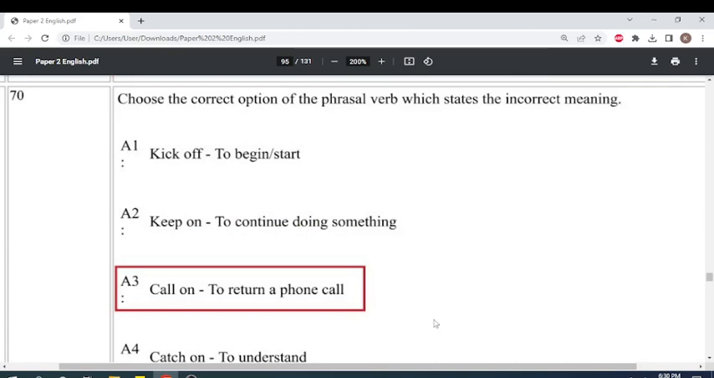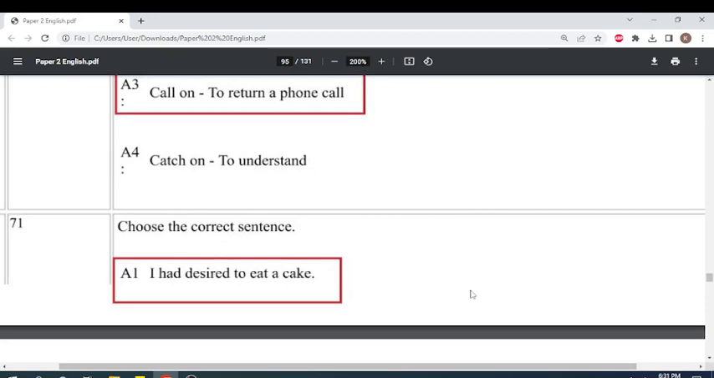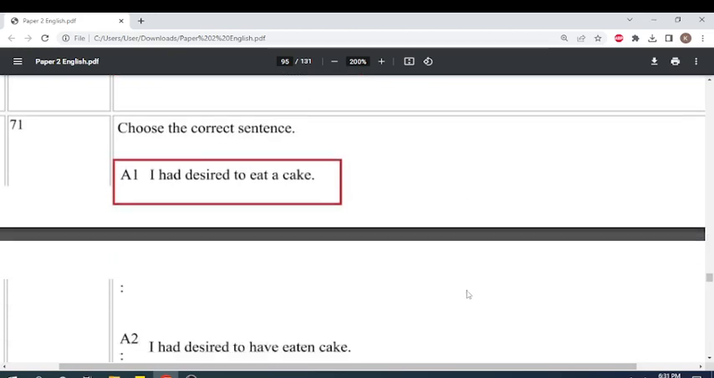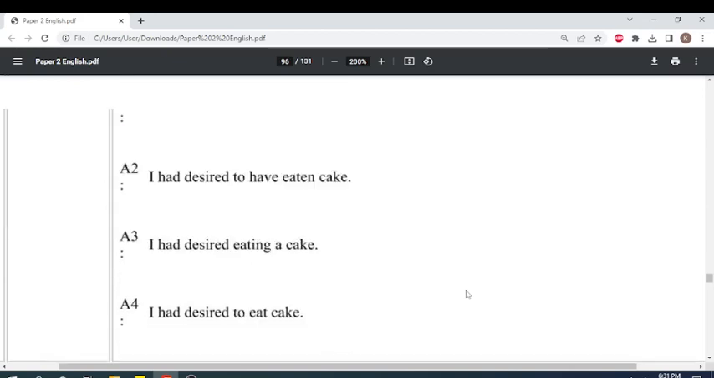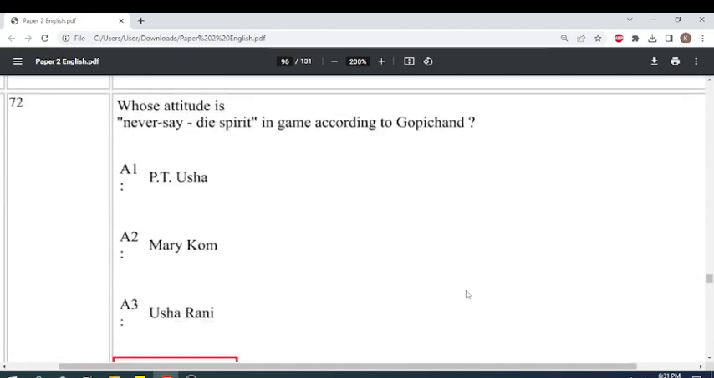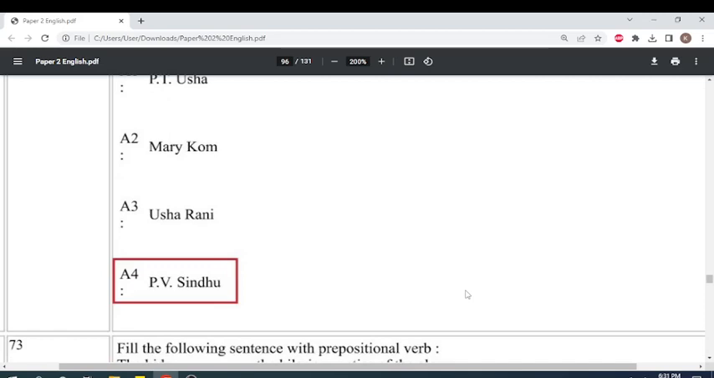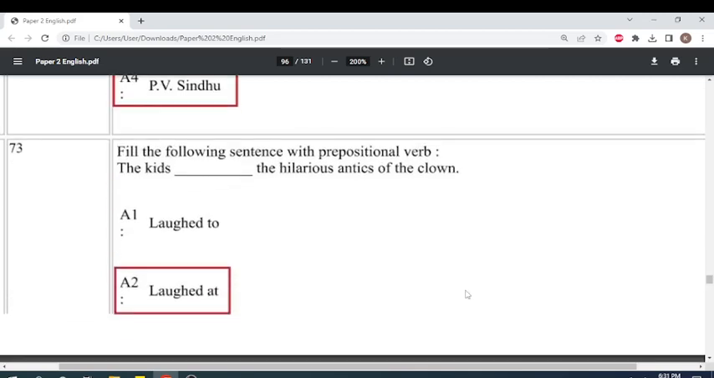70. Choose the correct option of the phrasal verb which states the incorrect meaning. Answer A3, call on, to return a phone call. 71. Choose the correct sentence. Answer A1, I had decided to eat a cake. 72. Whose attitude is 'never say die' in the game, according to Gopichand? Answer A4, PV Sindhu. 73.